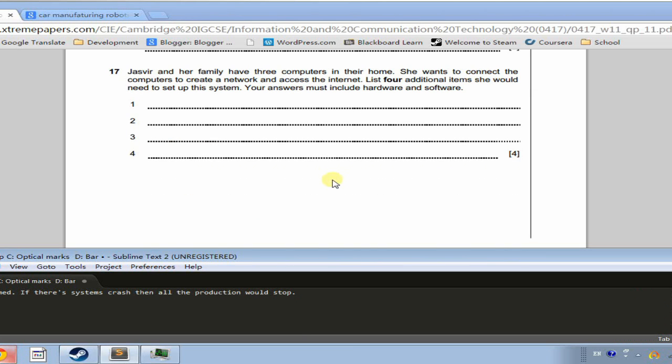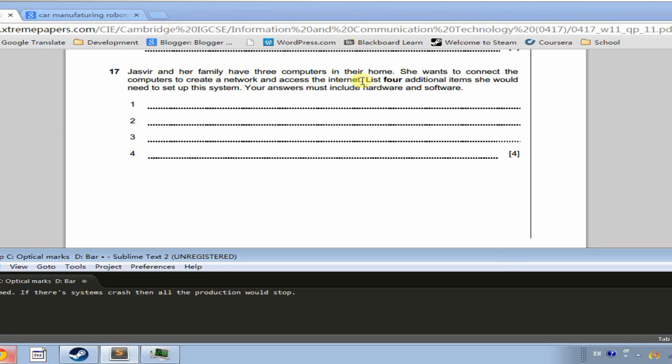Question 17. I apologize if I get this name wrong, but Jasper and her family have 3 computers in their home. She wants to connect computers to create a network and access the internet. List 4 additional items she would need to set up this system. Your answers must include hardware and software. Okay, so let's have a quick look at the question itself.